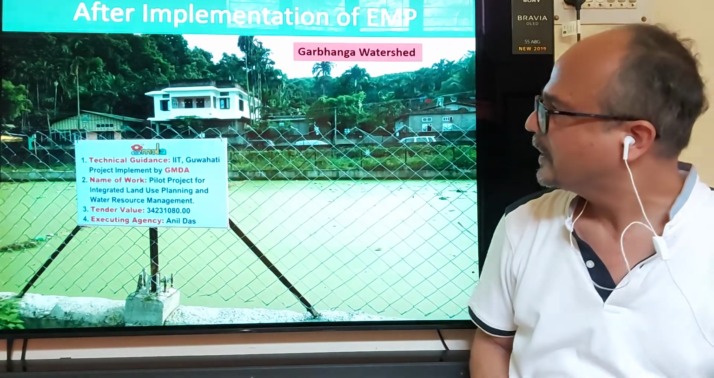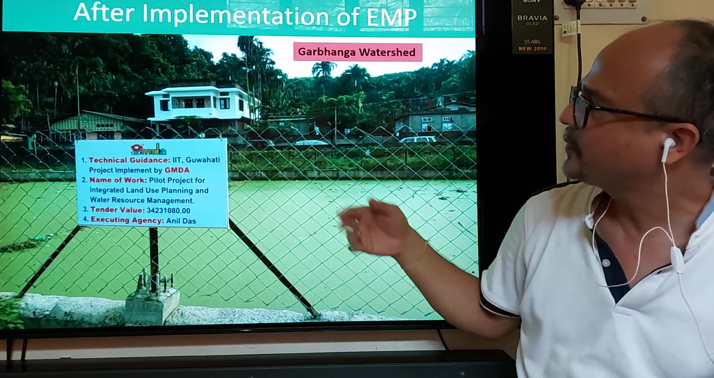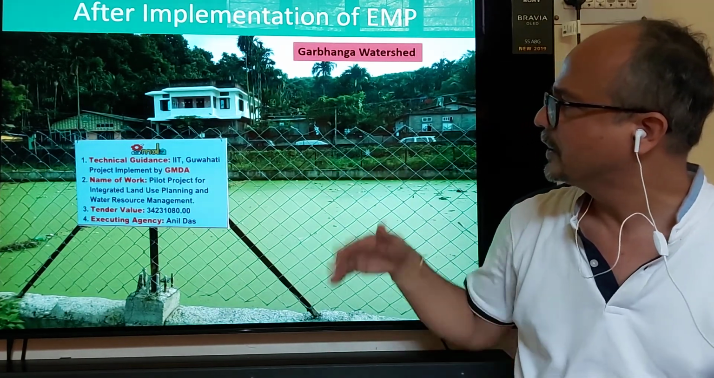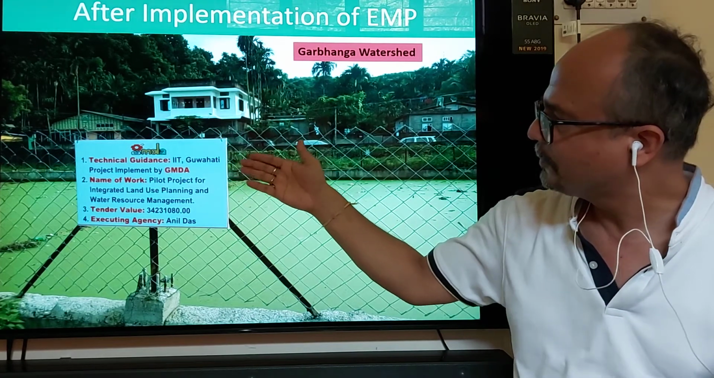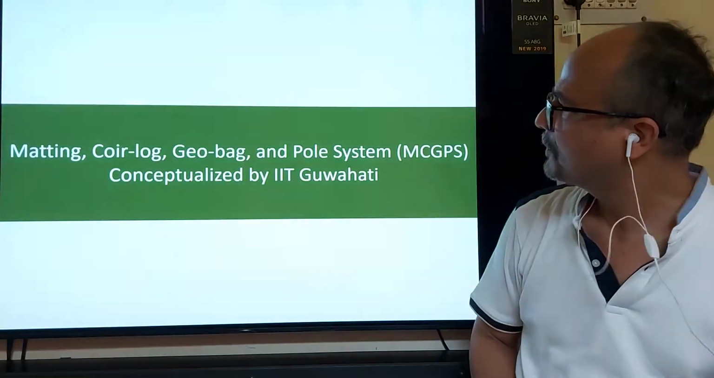So that way a very successful pilot project has been done, and then the government is coming forward to implement some more in different places. This is being done by the development authority, but the soil conservation department is doing it in different places. Like that, different departments are coming forward.